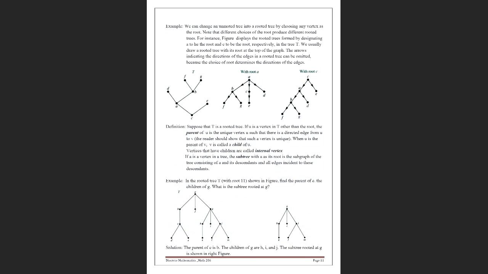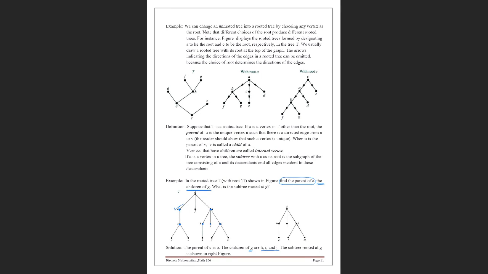So let me explain again. Question number one: find the parent of C. The parent of C means you can say the mother or father of C. So C is here, and the parent of C is this B. And now question number two: the children of G. G is here, and the children of G are H, I and J. These are the children of this G.